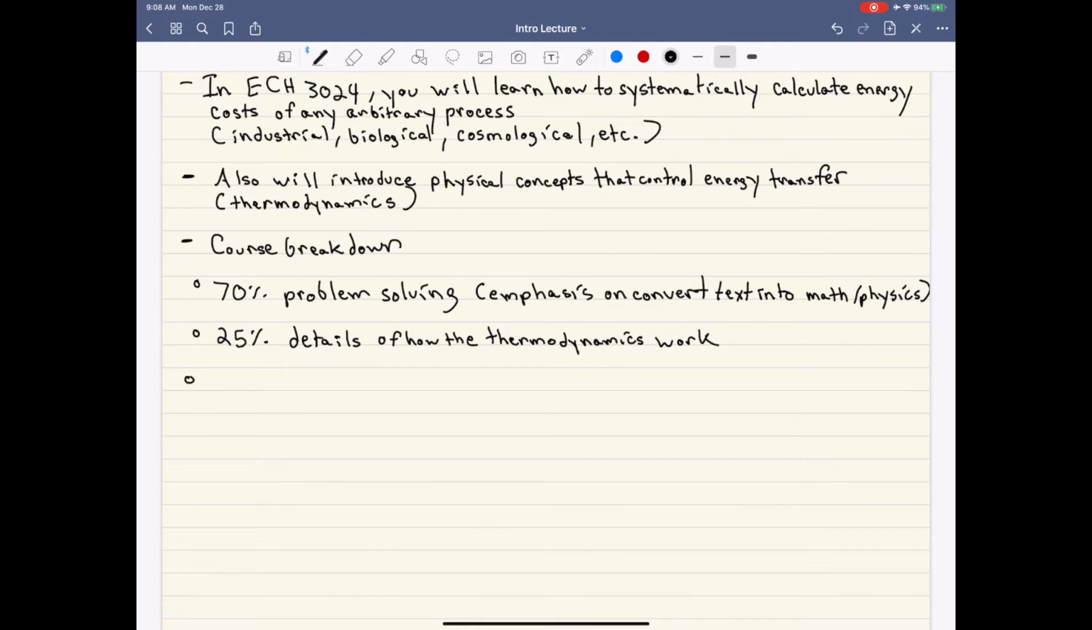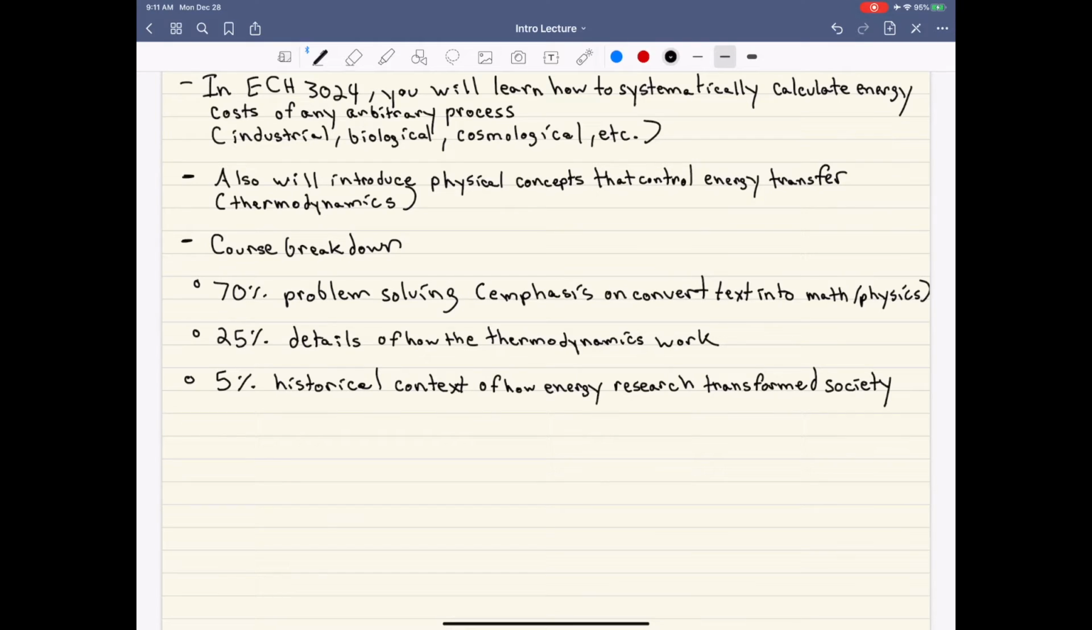But in order to give you context for the importance of what you're doing, I also want to spend some time giving a few history lessons about the development of the concept of energy and how developments in energy research have transformed life as we know it, transformed society. Okay? And so this is going to be the course breakdown for this class.